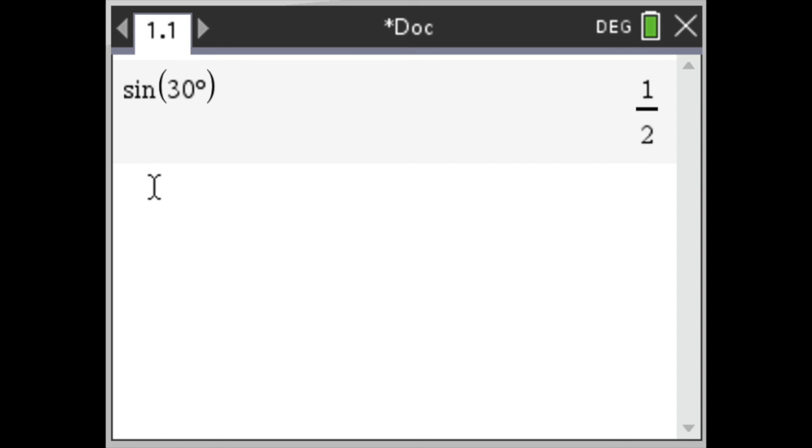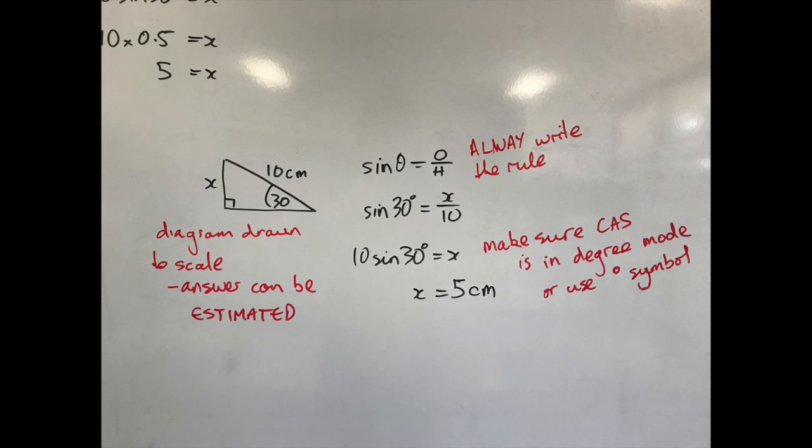So let's have a look at what the final problem is going to look like. The first thing I always do is I try and draw my diagram with the angle roughly correct. So that 30 degree angle, if I draw that roughly correctly, I can easily see that the opposite side is about half as big as the hypotenuse. Makes it really easy to pick up mistakes in your answers if you just take that little few seconds to try and get that angle right.